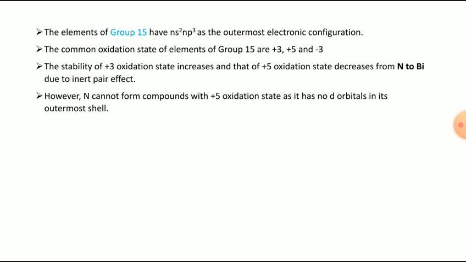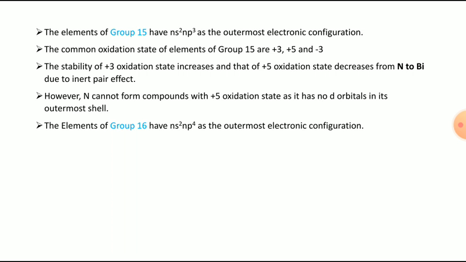However, nitrogen cannot form compounds with +5 oxidation state as it has no d orbital in its outermost shell. See, nitrogen in its outermost shell has no d orbital, that's why it cannot show +5 oxidation state. Nitrogen will show -3, -2, -1, +1, +2, +3 and +4 only.